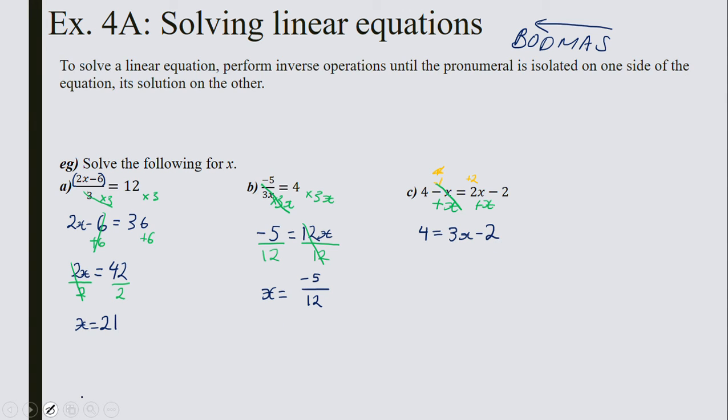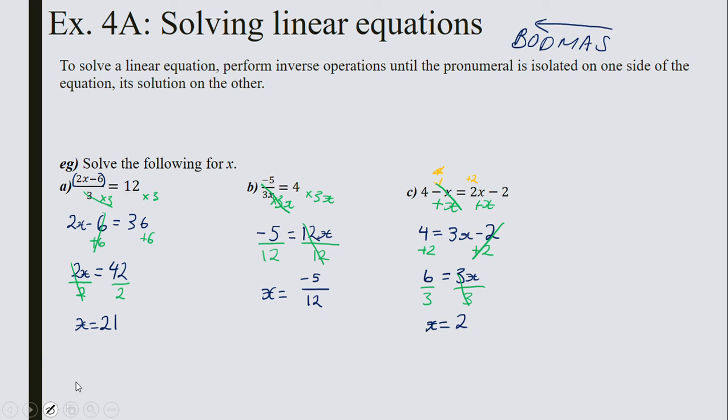And now we can continue like we have been. The opposite of take 2 is +2, or the inverse operation. That's now gone, and we end up with 4 plus 2 is 6 equals 3x. And finally, we need to get x on its own. We've got 3 times x, so we'll divide by 3 on both sides. The balanced model involves doing the same thing to both sides. And that just gives us 2 equals x, or x equals 2. If you want to write it around that way, it does not particularly matter.